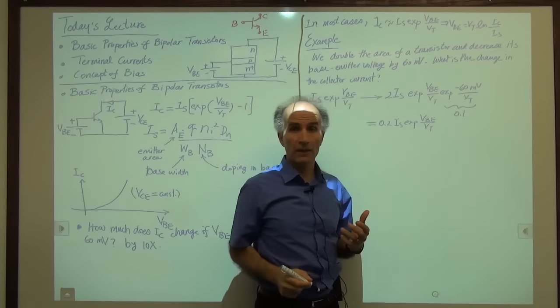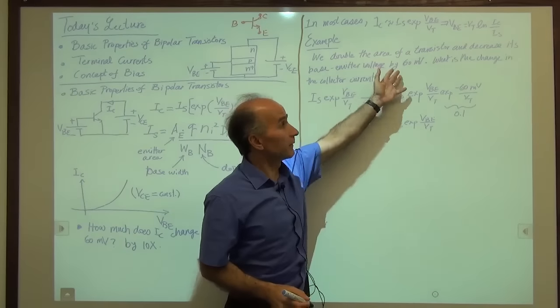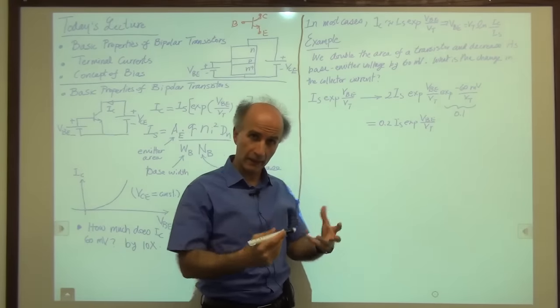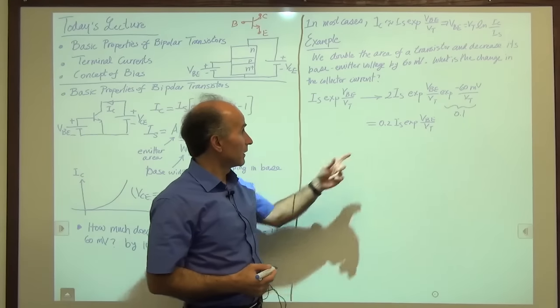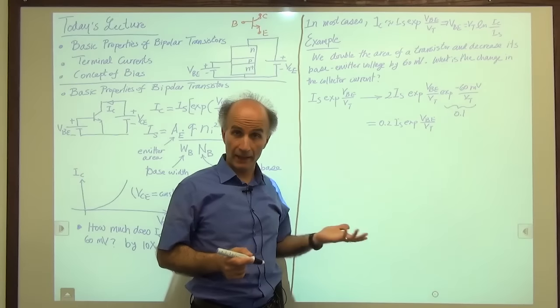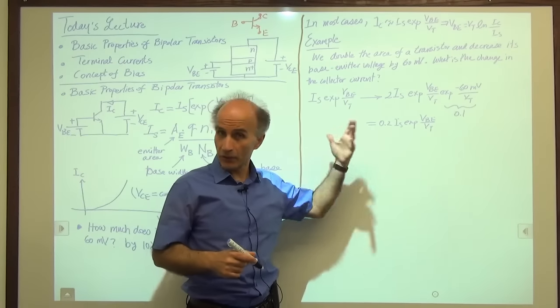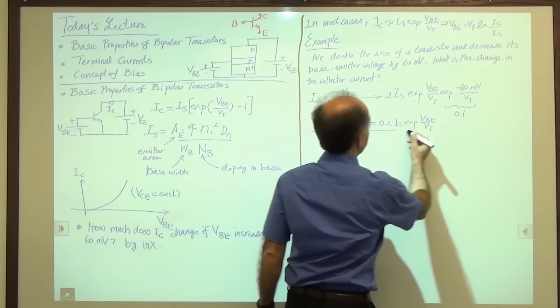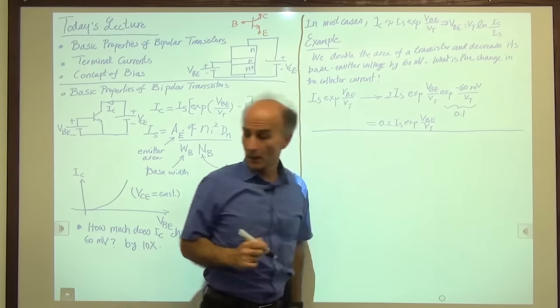The conclusion here is that this type of manipulation of the device dimensions and base emitter voltage gave us a factor of 5 reduction in the current. Is that exciting? Not really. We're just trying to get comfortable with the device. Okay.